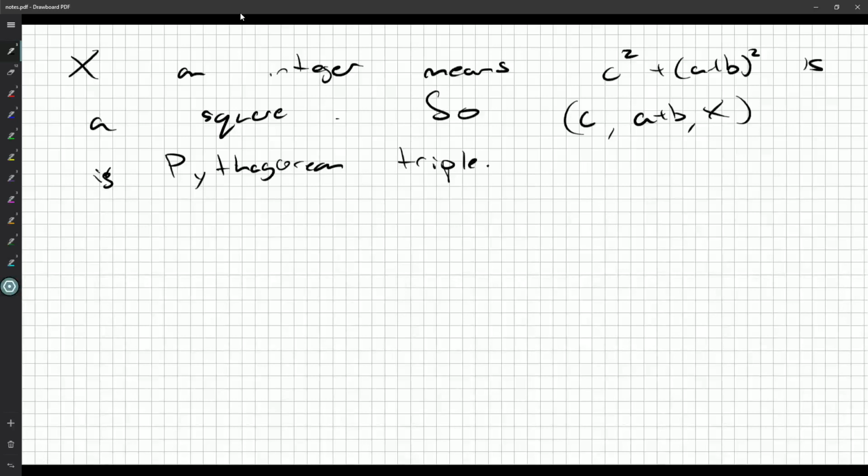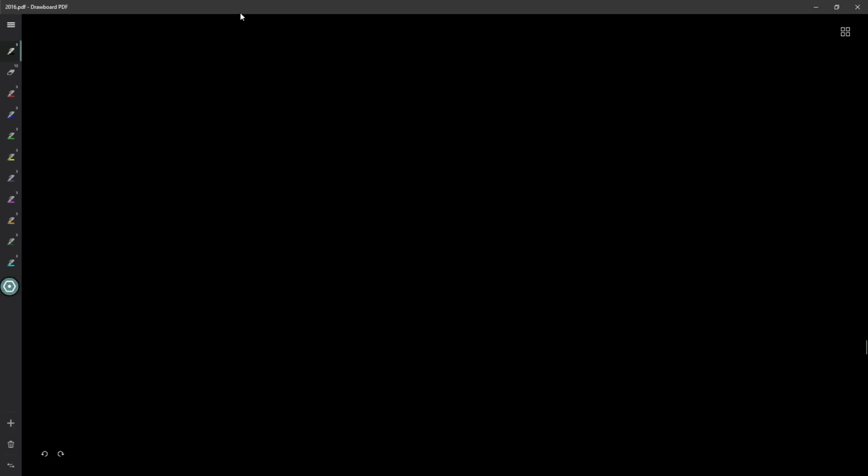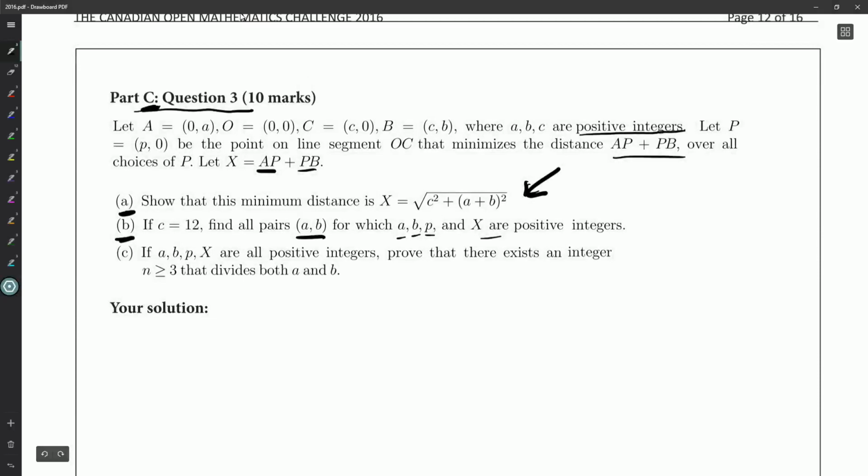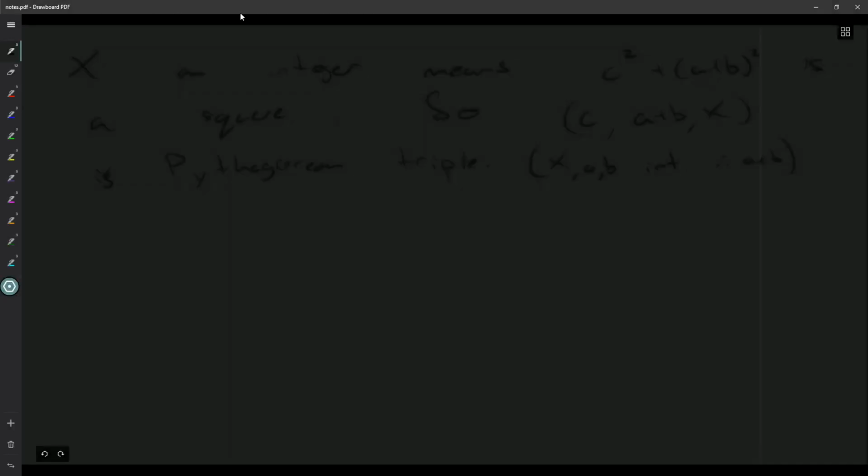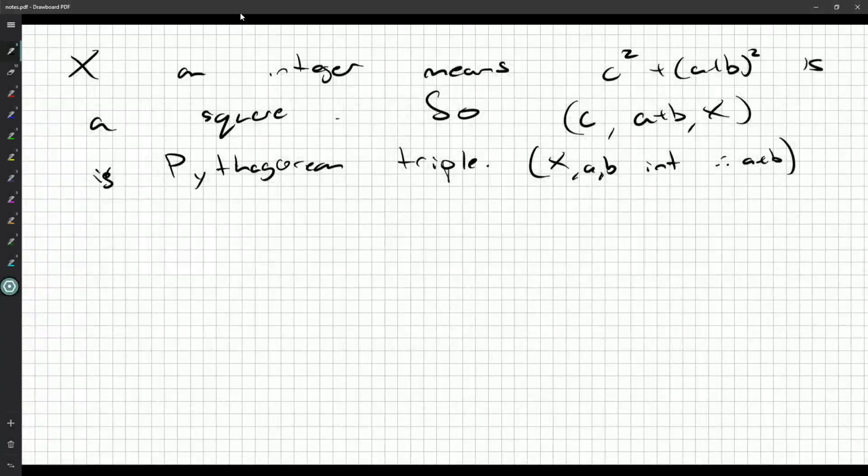But we need a, b, x, and p to be integers. So it's a Pythagorean triple since x, a, b are integers. So therefore a plus b is an integer. Okay, and a and b have to be positive integers. x will be a positive integer. They even, I think, said p is positive. No, c is a positive integer, but p will have to be positive as well. Okay, so that's fine. Now the question is, what Pythagorean triples have 12? And I think there's only a couple. I really think it's just the two of them. But can I just say that and move on? That's a good question.